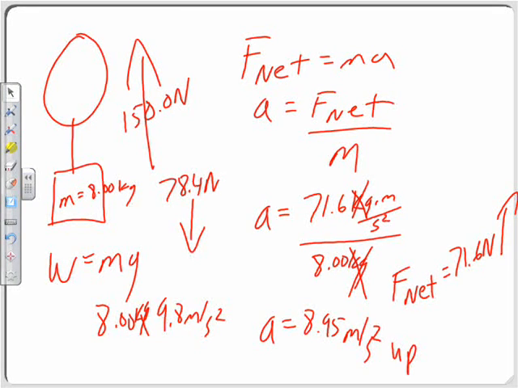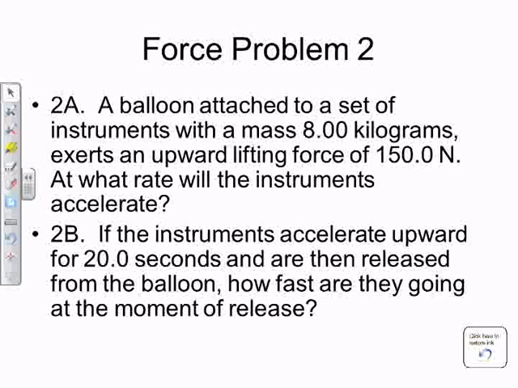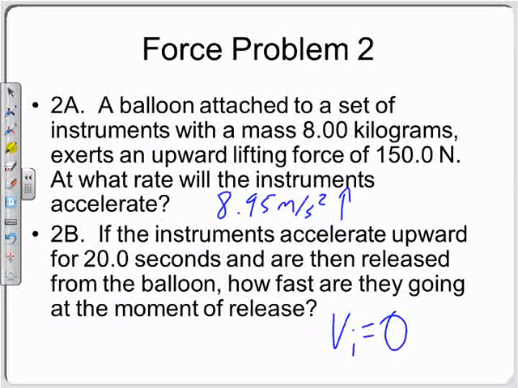All right, now let's look at part 2 of the same problem. Part 2. If the instruments accelerate upward for 20 seconds, and remember, they're accelerating during that time at 8.95 meters per second squared up, and then they're released. How fast are they going at the moment of release? Now we're assuming in this problem that we're starting off with an initial velocity of 0. So we're looking for a final velocity.